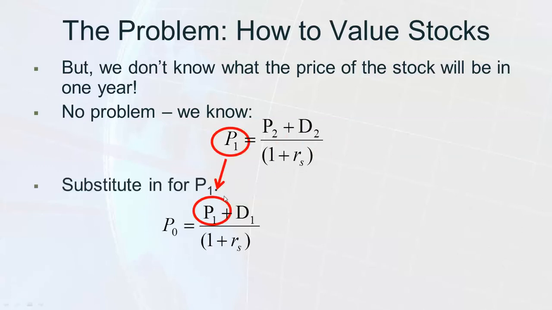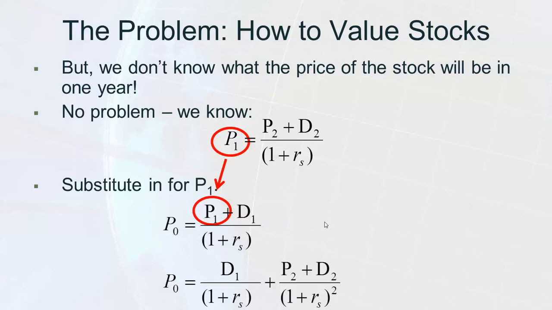Now if we know P1, we can find P0. P0 means the price right now. The price right now is P1 plus D1 divided by 1 plus rs, which is the cost of common equity. Okay, so basically P0 equals D1 discounted using 1 plus the cost of equity, plus your second cash flow, which is going to be your P2 plus the next dividend.